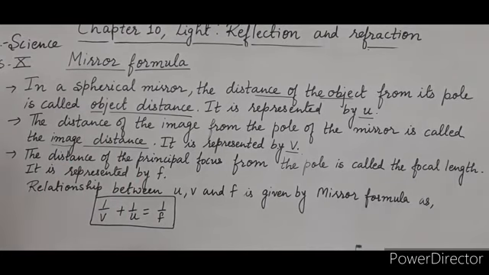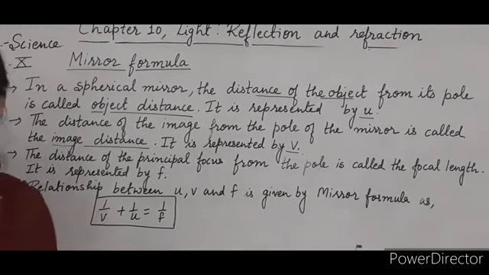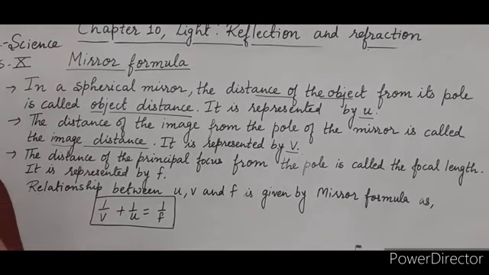Next, focal length. The distance of the principal focus from the pole is called the focal length. It is represented by small f.